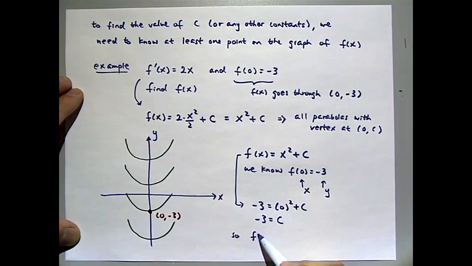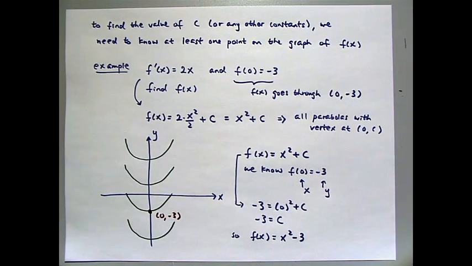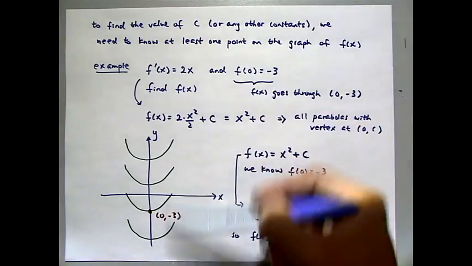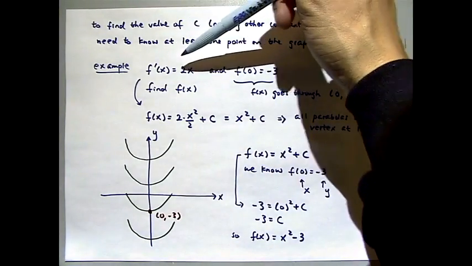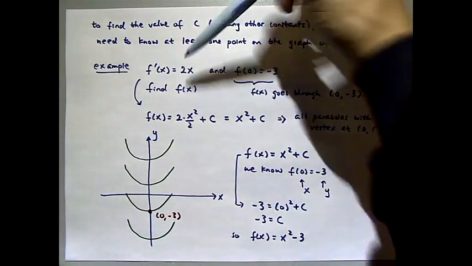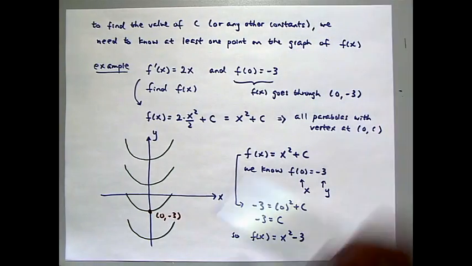So f of x must be equal to x squared minus 3, which represents that one and only one possible parabola that can fit this description. All of these guys have the same slope, 2x. But the only one that has that slope and goes through this point is that particular one.